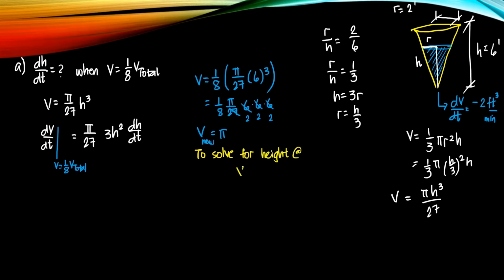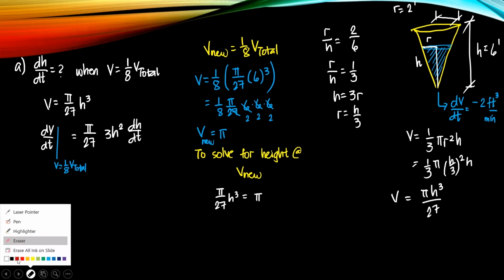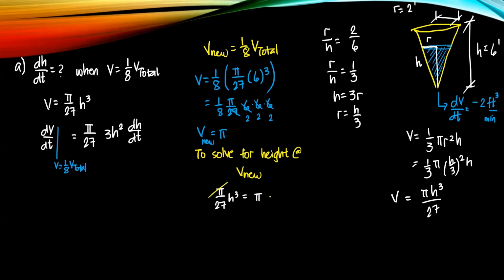V new is basically 1/8 of V total. We're solving for the V new. Solving for the height, the formula is pi over 27 h cubed is equal to pi times, yeah, it's just pi. It's a volume, right? So we can cancel out things.